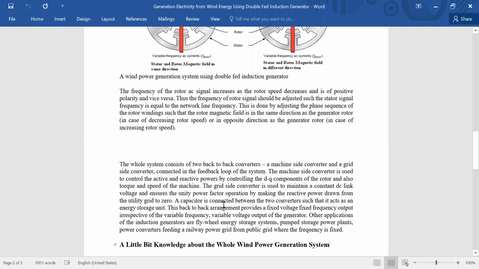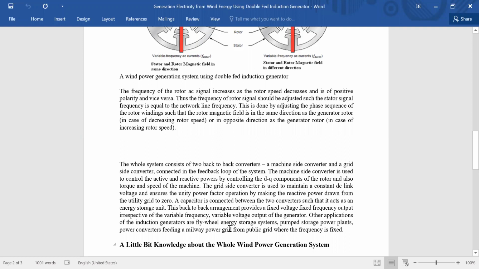So the capacitor, we are connecting between the two converters. The capacitor acts as an energy storage unit. So in the back-to-back arrangement, we are providing two converters over there. The back-to-back arrangement provides a fixed voltage, fixed frequency output, irrespective of the variable frequency, the variable output of the generator.